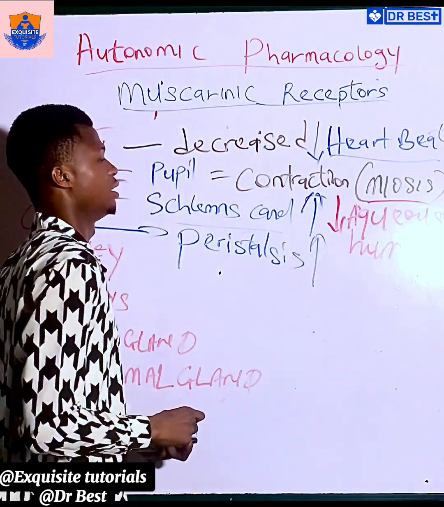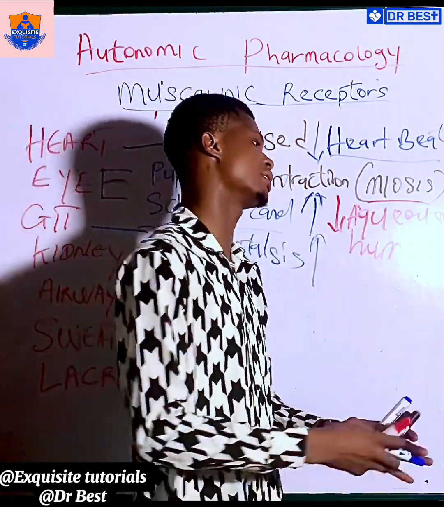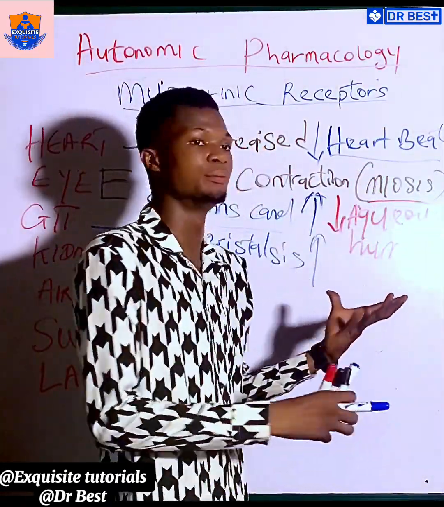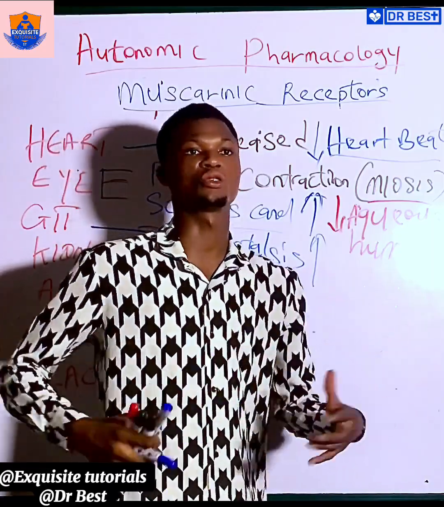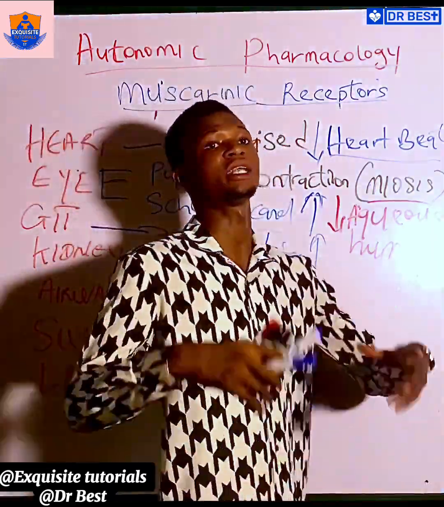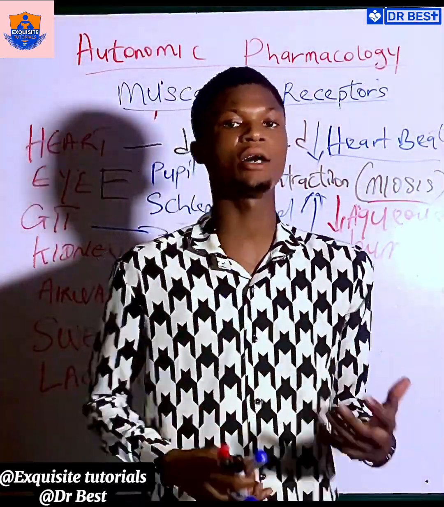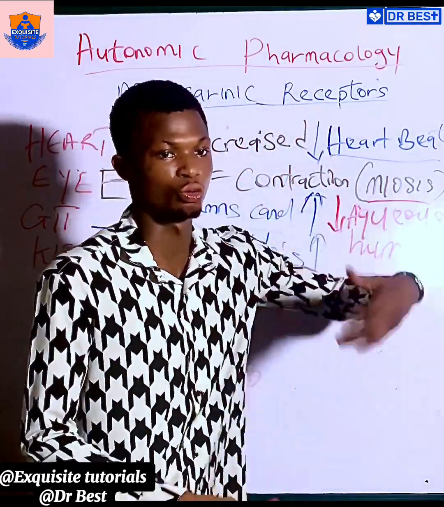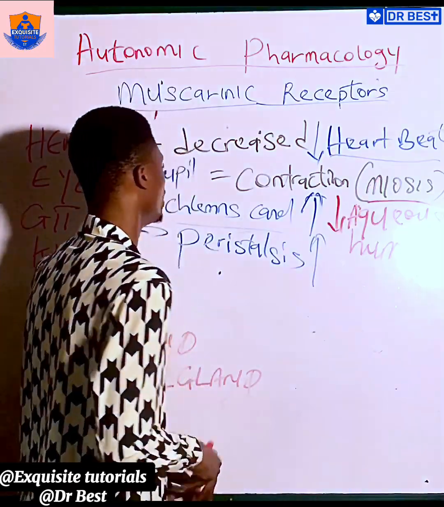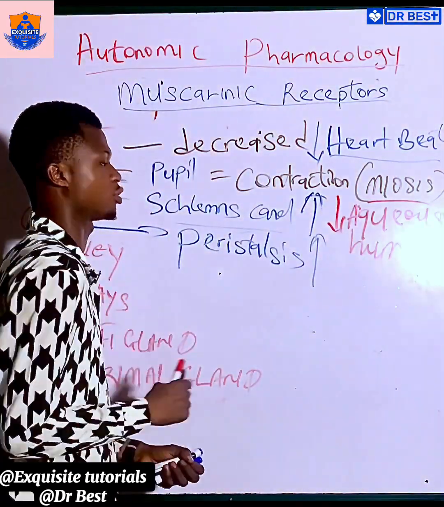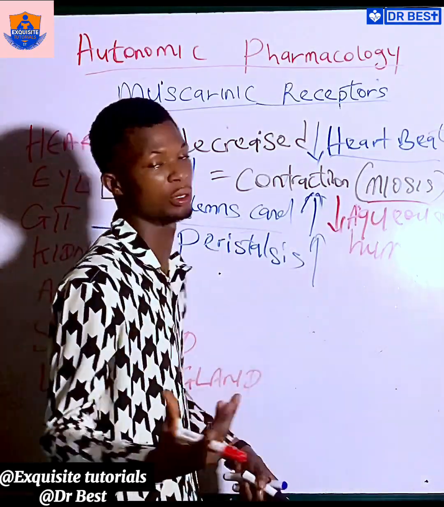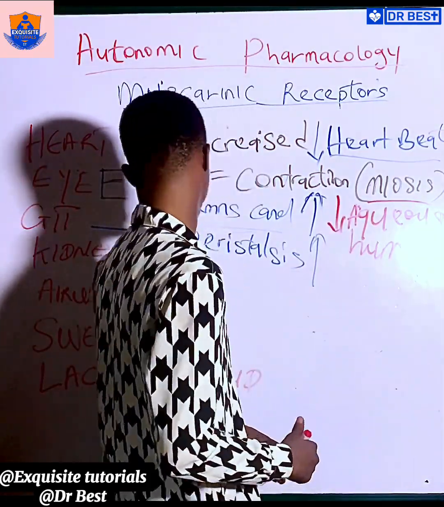Increased peristalsis. The rate at which your food is digested is going to increase, which can actually lead to diarrhea. It can cause diarrhea where you start passing out stools regularly, watery stools regularly. So stimulation of muscarinic receptors is going to cause increased peristalsis.